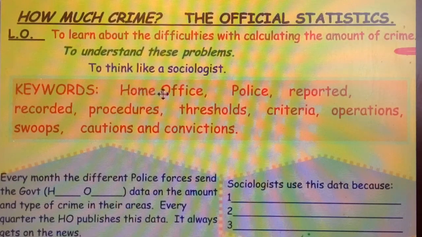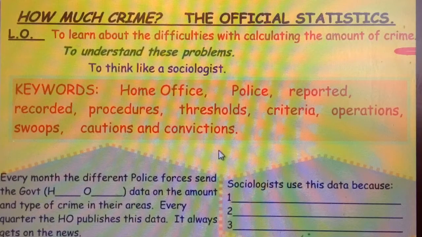Keywords: Home Office, government department that is. Police: reported, recorded. Procedures, the way you do something. Thresholds, the amount you've got to get to before you bother talking about it. Criteria, rules. Operations, swoops, cautions and convictions.